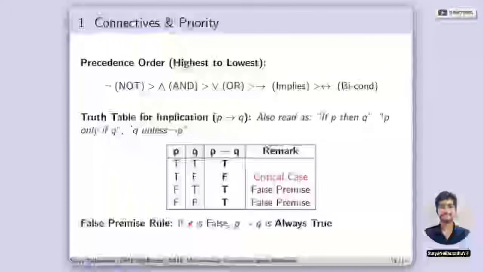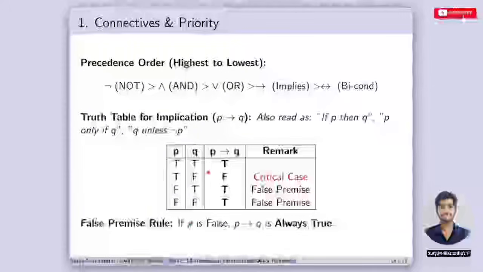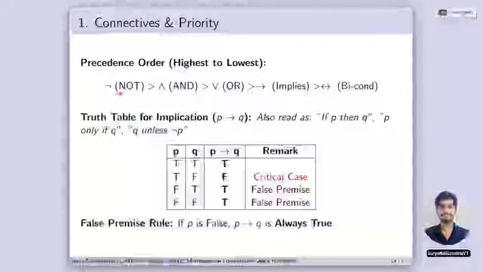And the next one is the connectives and the priorities. For the connectives and priorities, the precedence order from highest to lowest is: negation first, then and, then or, then implies, then biconditional. So this is the truth table for the implication. P, Q, and then P implies Q. If true implies true, it is true; true implies false, it is false. This is the critical case.